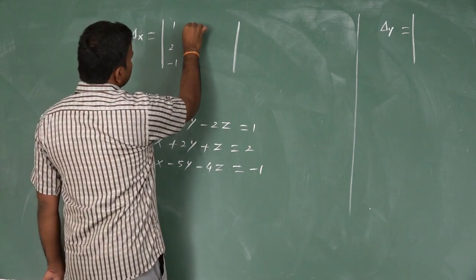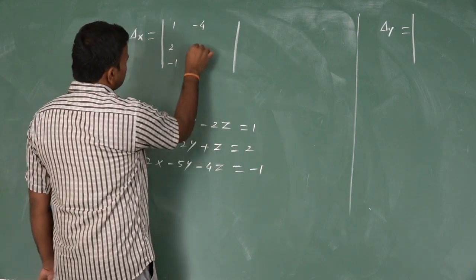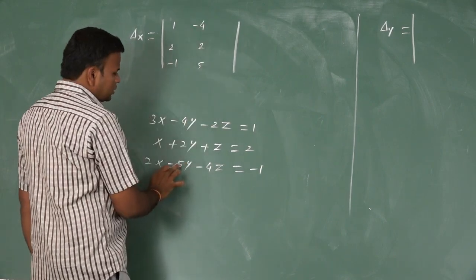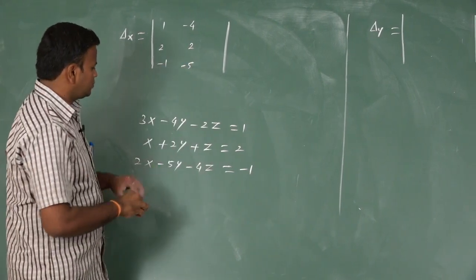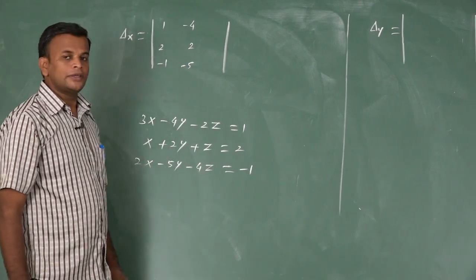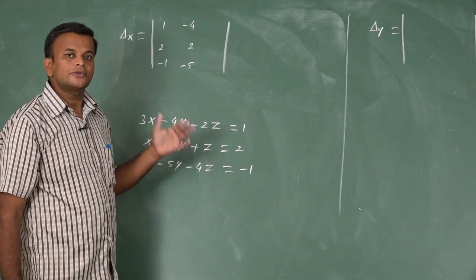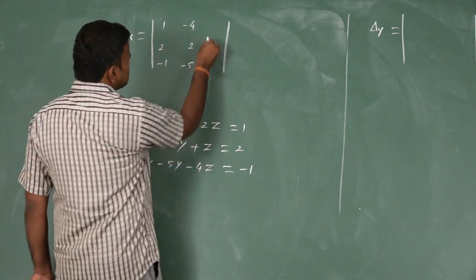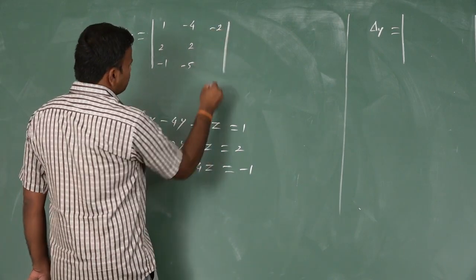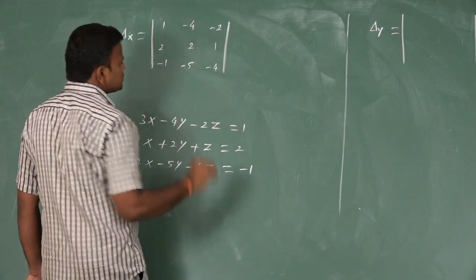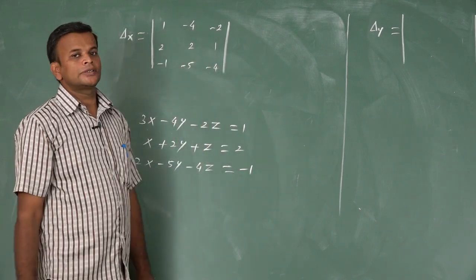And the coefficient of y and z columns are the same. Coefficient of y: minus 4, 2, and in the third equation minus 5. And the coefficient of z column is also the same: minus 2, plus 1, minus 4. So that is the determinant of del x.